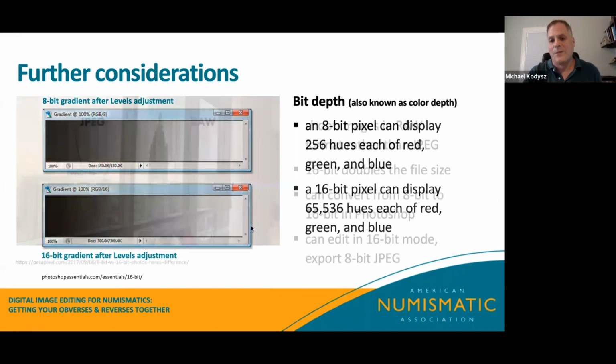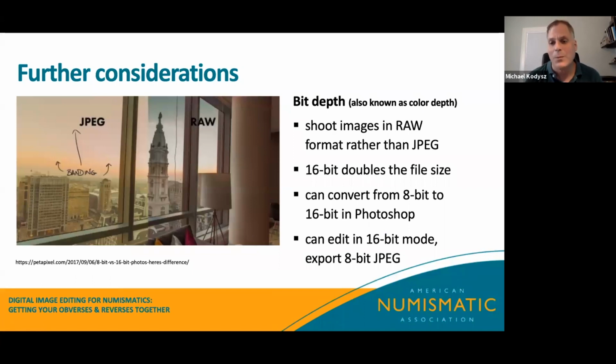So a 16-bit image is going to double the file size, so it's going to make the file size really large. If you're shooting from a digital camera, if you shoot your image in RAW format rather than JPEG, RAW format is going to be in 16-bit and JPEG is going to be in 8-bit. If you are shooting in JPEG, before you edit your images, you can change to 16-bit. And then when you save out as a JPEG, it will go back to 8-bit. Again, this is maybe getting a little bit too technical for us, but I did want you to be aware of this sort of thing.